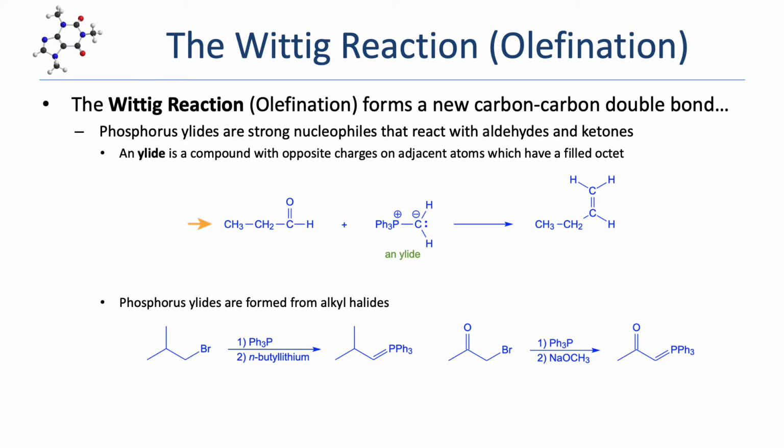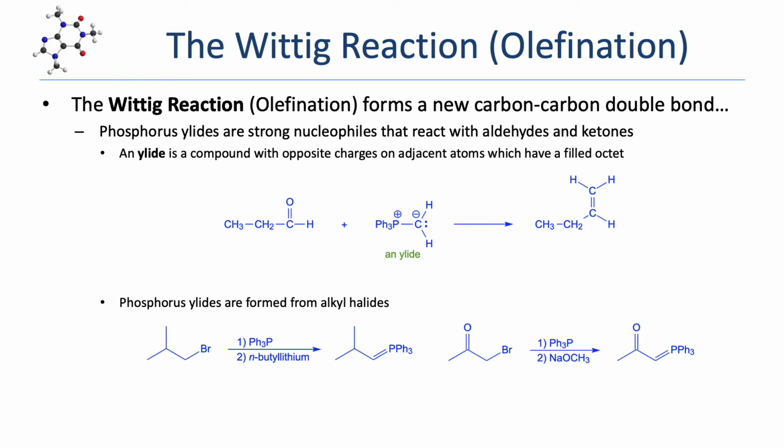An ylide is a compound with opposite charges on adjacent atoms which have a filled octet. If we look at the phosphorus ylide shown here, we can see that the carbon and the phosphorus have opposite charges, and each atom has a filled octet. As you might expect, phosphorus ylides are strong carbon nucleophiles. The reaction places whatever group is attached to the phosphorus onto the carbonyl carbon, replacing the carbonyl oxygen to form an alkene. The phosphorus ylides used in the Wittig olefination are prepared from alkyl halides.